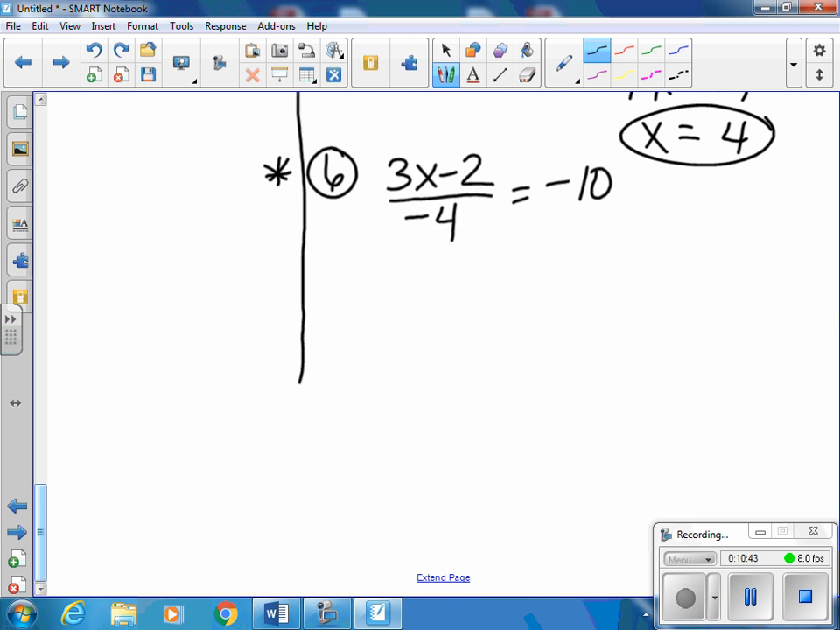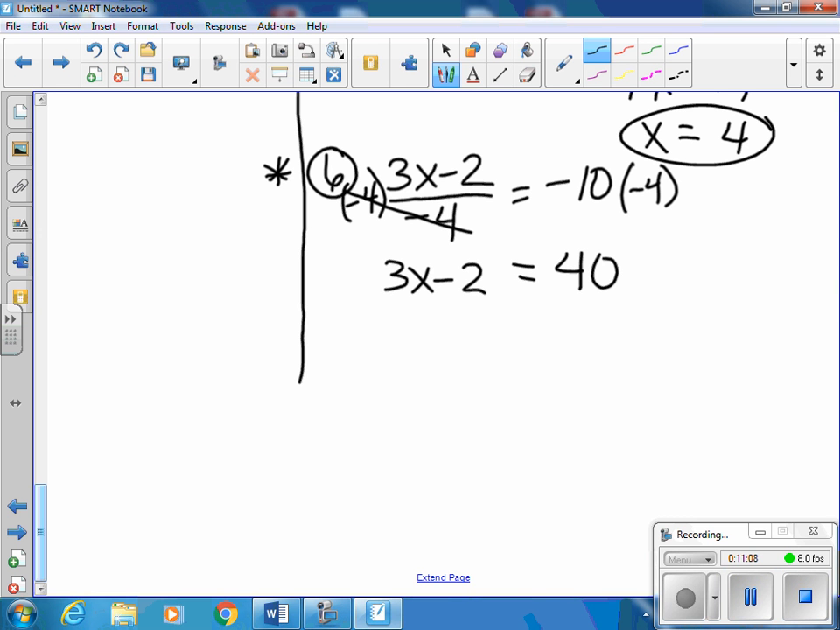Remember that if your x is trapped over a number, you have to get rid of the number on the bottom first. And because all of this is being divided by negative 4, the only way to get rid of that negative 4 is to multiply both sides by negative 4. That crosses off the bottom. Okay, the top is trapped, and until you get rid of the bottom, you can't move anything. So now you have 3x minus 2 equals, and negative 10 times negative 4 is positive 40.